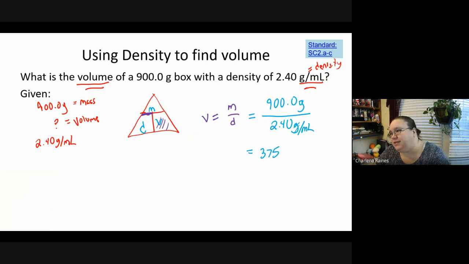Well, grams canceled out, but milliliters was left. Does milliliters measure volume? Yeah, it does. That means the math and the units support the answer. I have a unit of milliliters. That is the unit that I need for volume.